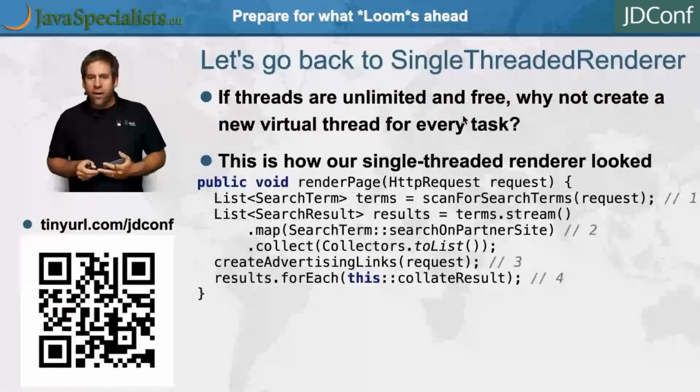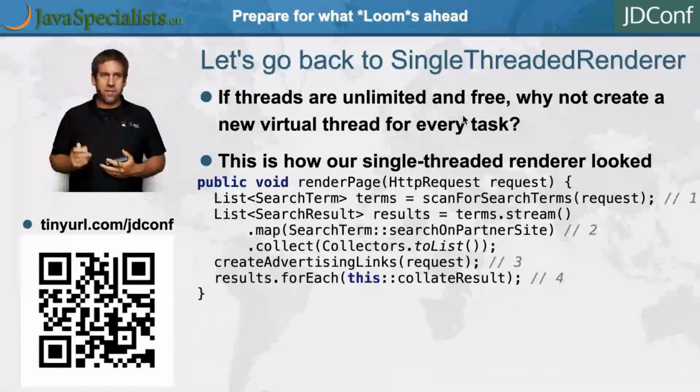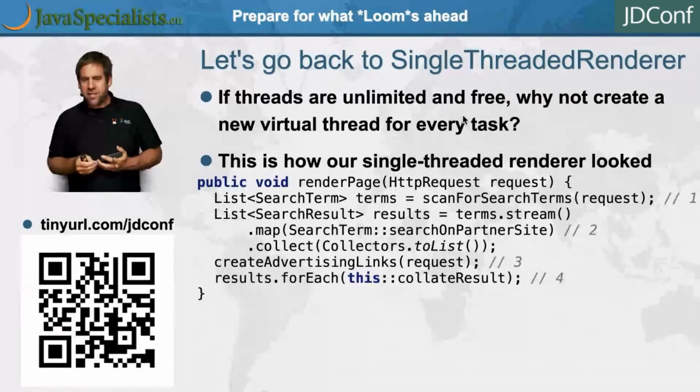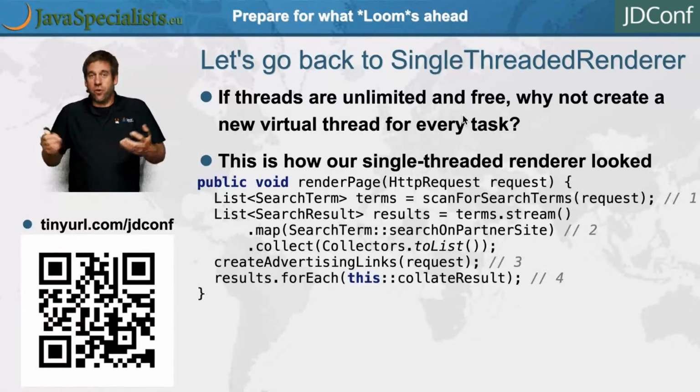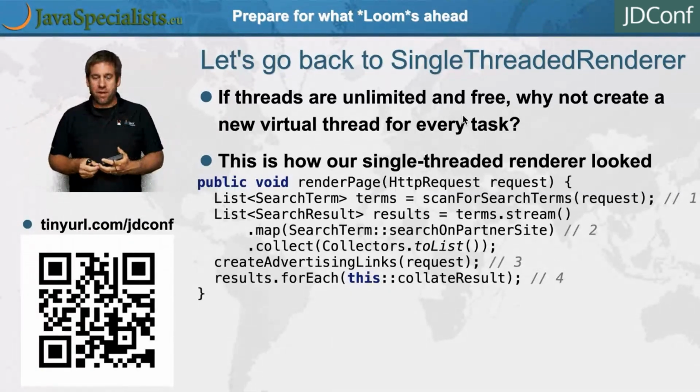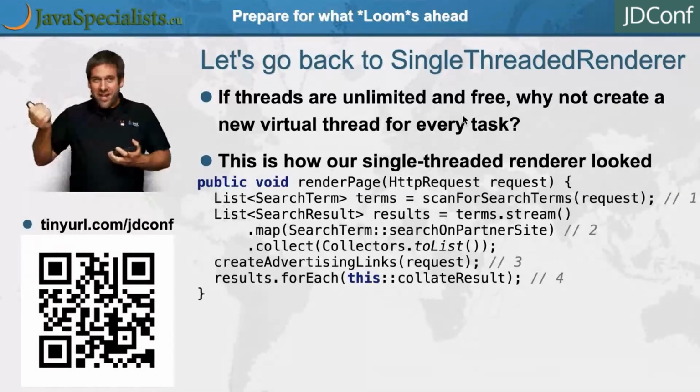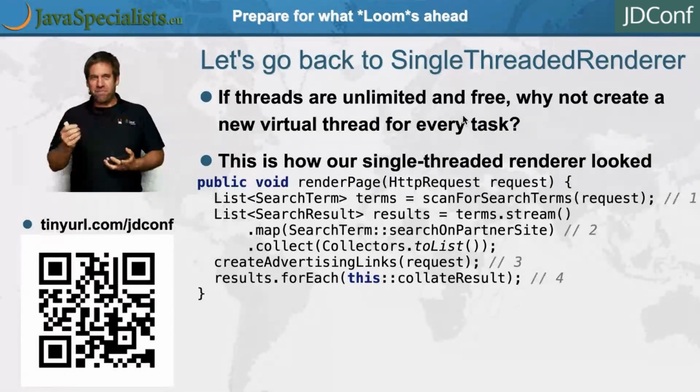Let's get back to the single-threaded renderer. So this is what we started with, and we had all this code of one after another, and if the threads were unlimited and free, why don't we just create a new virtual thread for every single task? Now, of course, nothing is unlimited in the world except for human stupidity. I think that is unlimited and knows no bounds. But besides human stupidity, threads do have a limit. You can't make an unlimited number of threads.